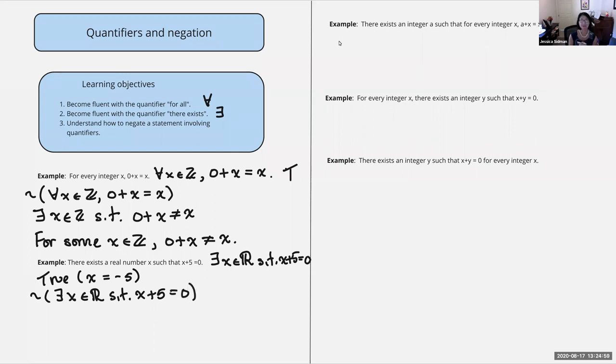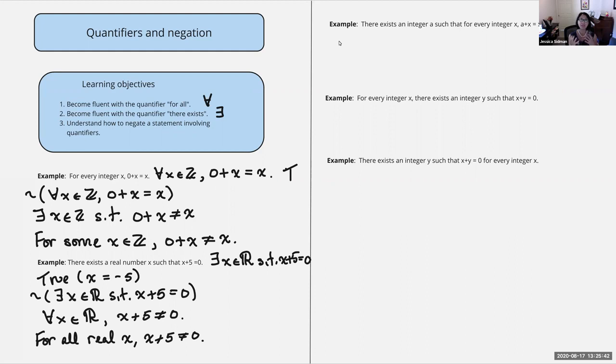Well, that statement is false if we can't find any real numbers that make x plus 5 equal 0. In other words, we could say for every real number x, when I look at the equation x plus 5 equals 0, it's false. So for every x in R, x plus 5 is not 0, right? I can't find a solution of that equation. In words, we might say for all real x, x plus 5 is not 0.